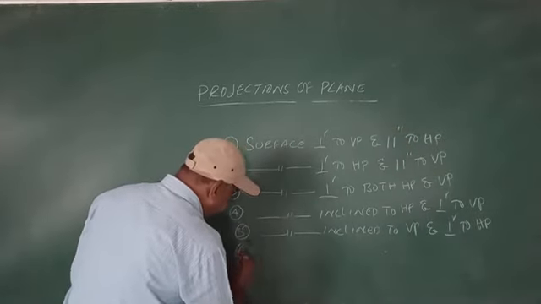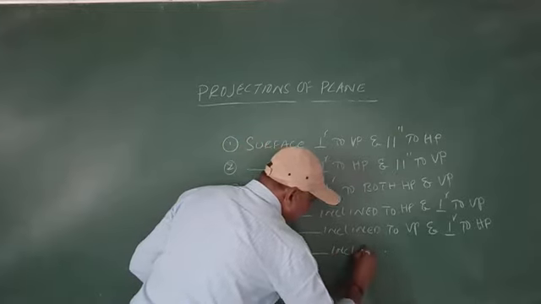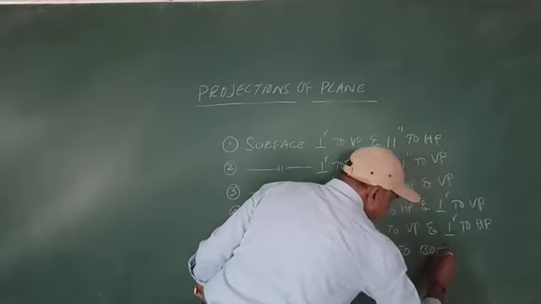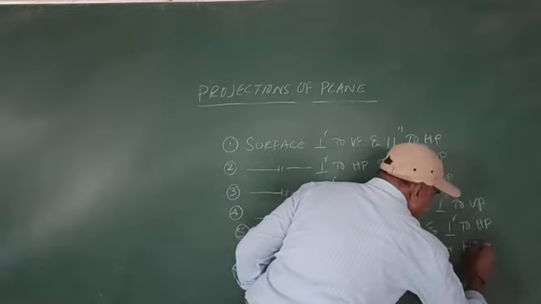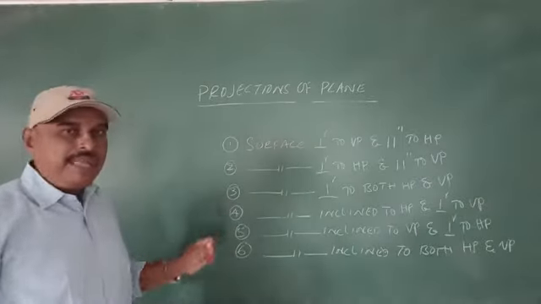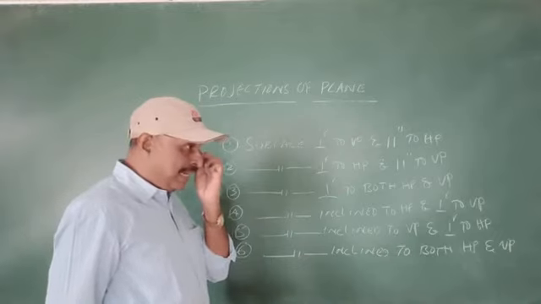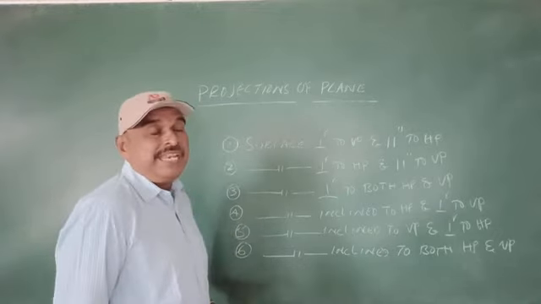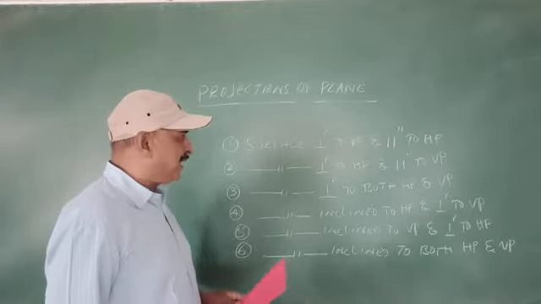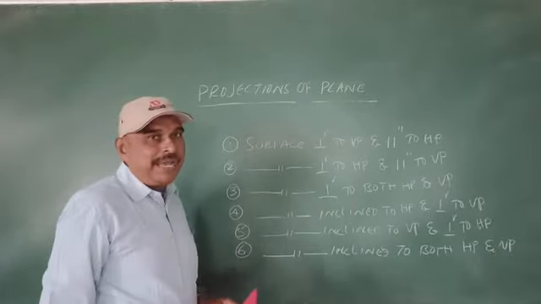And the last position is the surface inclined to both the planes, that is both HP and VP. So these are the possible positions for the plane so that it can be kept in the first quadrant and we can obtain the projections. See, once again you can see the surface perpendicular to VP, parallel to HP.